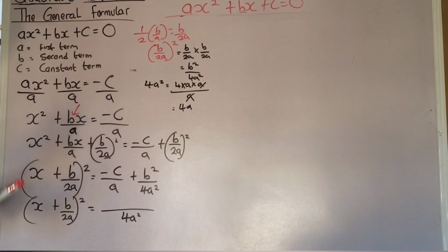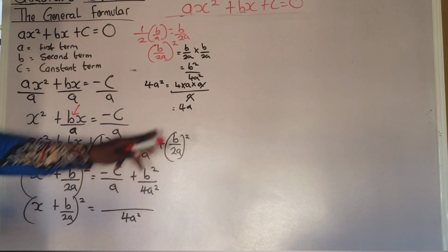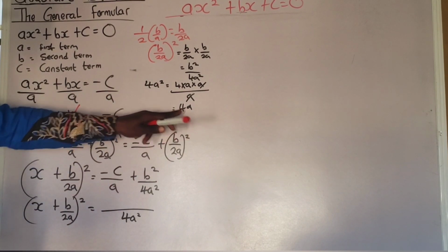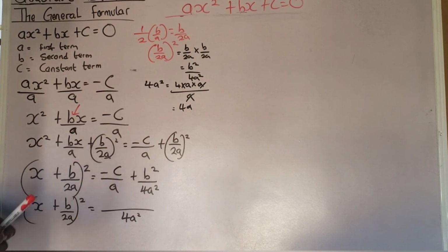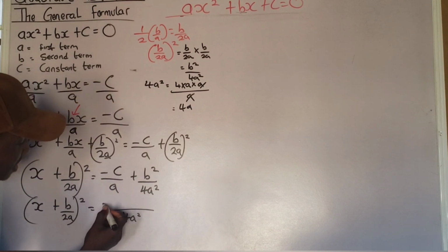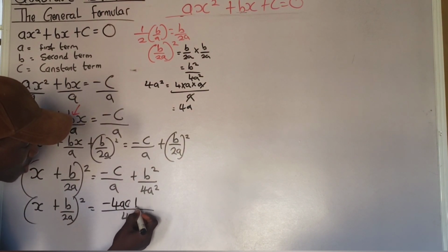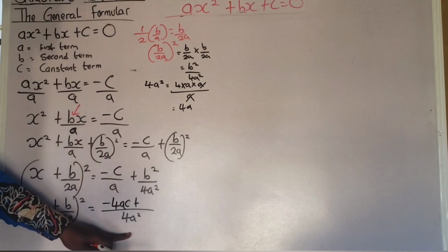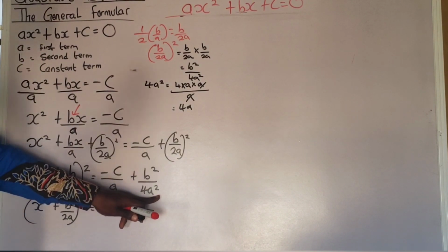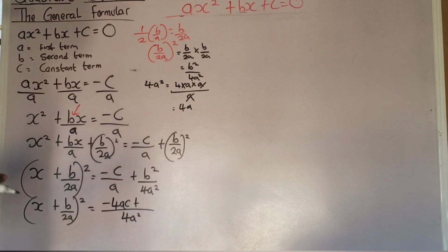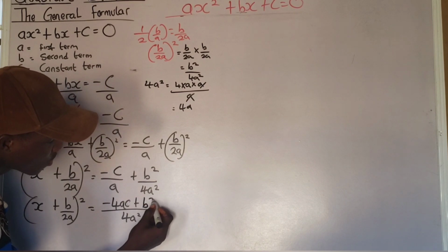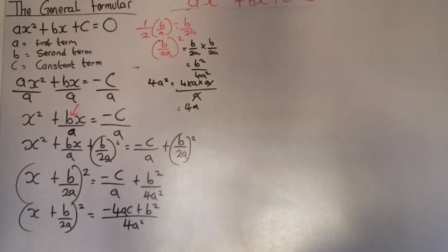Listen to the explanation again. 4a squared divided by a, I explained how I got 4a. 4a multiplied by negative c is negative 4ac. Plus 4a squared divided by 4a squared, that is 1. 1 times b squared, that is plus b squared. So let us proceed.